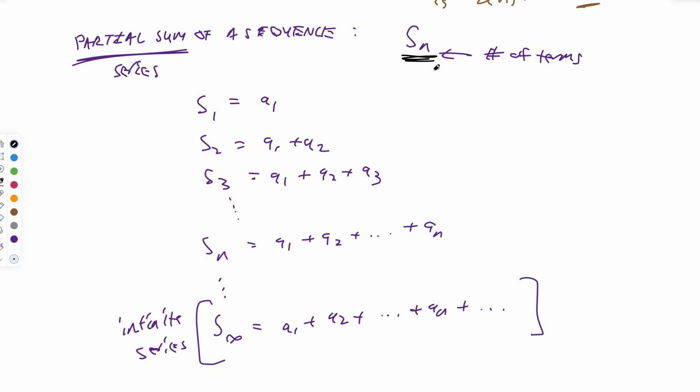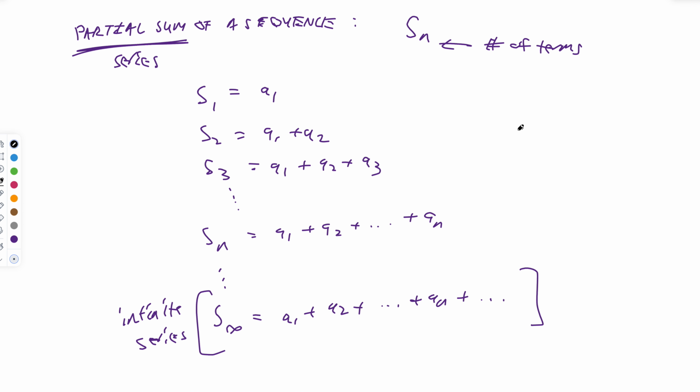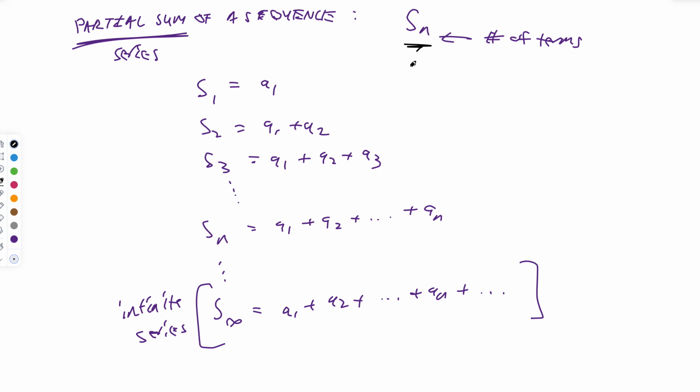So the general form of writing a partial sum, we use big S, pretty straightforward. And then n subscript, that's going to be labeling the term we want, just like we were doing with the sequence terms, right? We did a sub n, you're going to do s sub n. And this is going to correspond to the sum of that many terms.